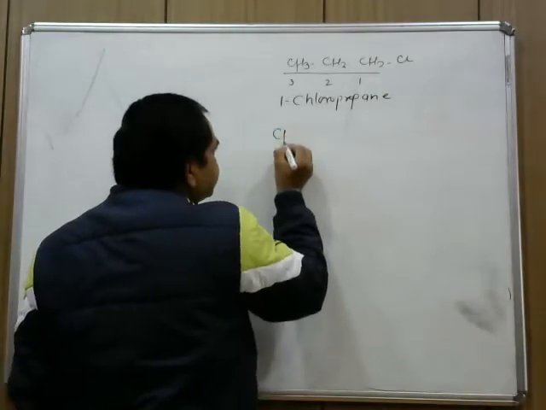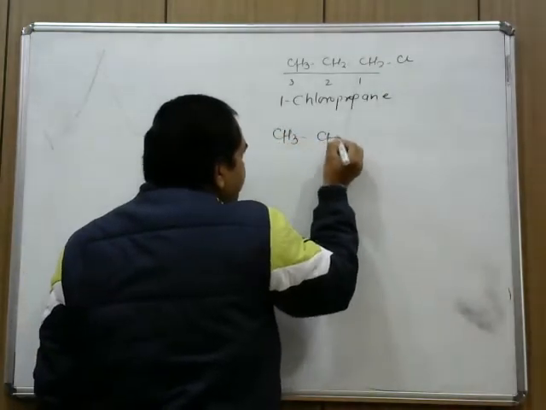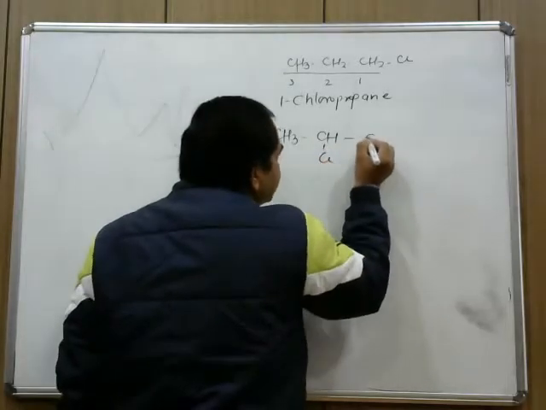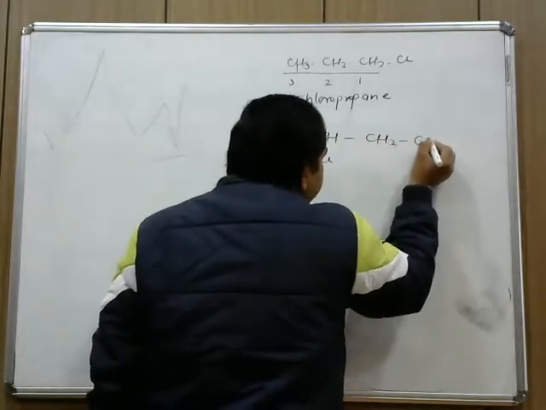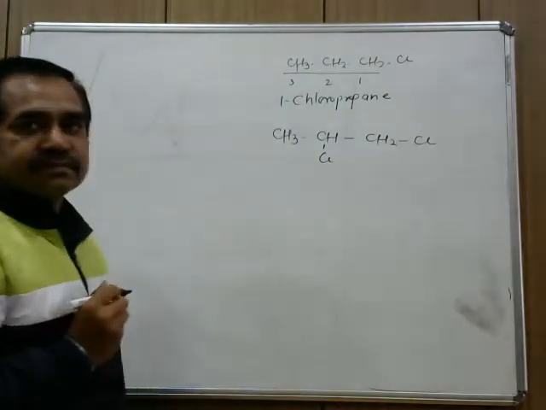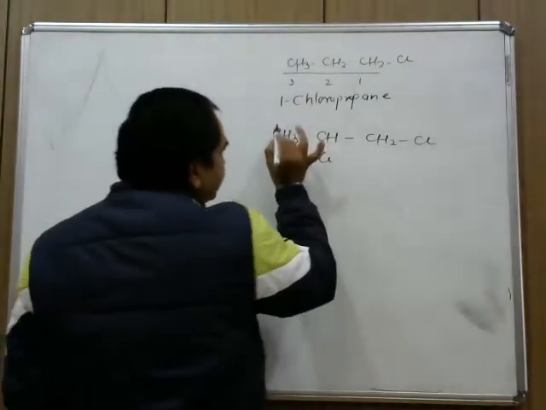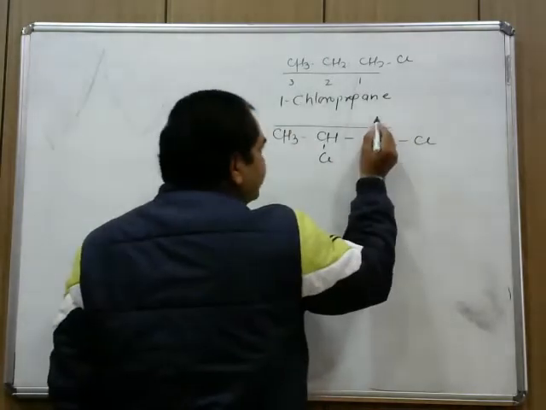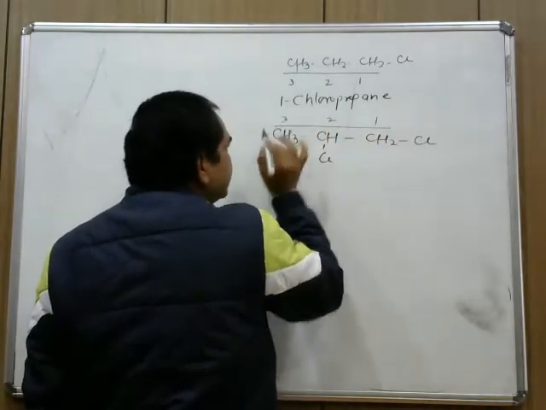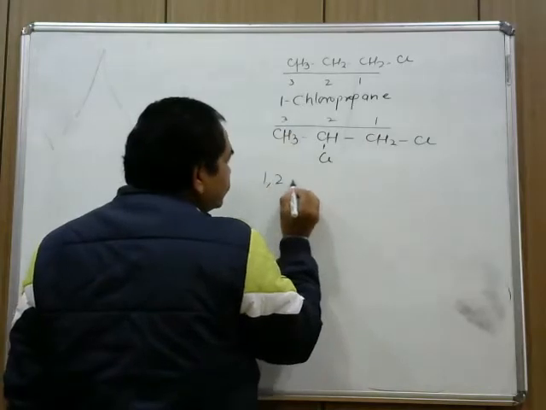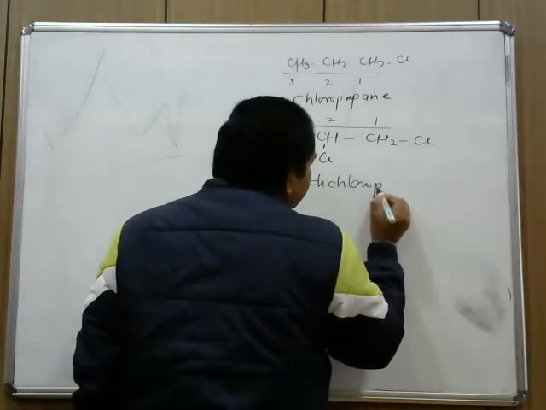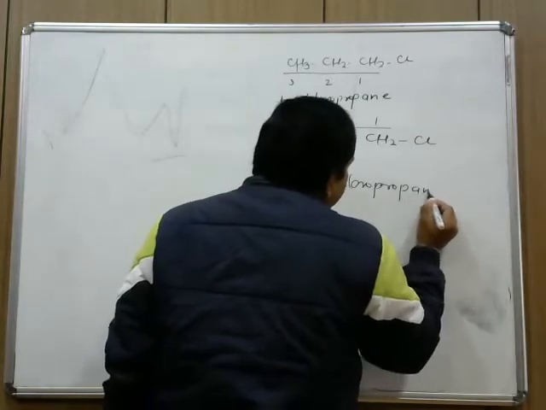If we have CH2Cl, CHCl, CH2Cl, then longest chain, numbering, and it is 1,2,3-trichloropropane.